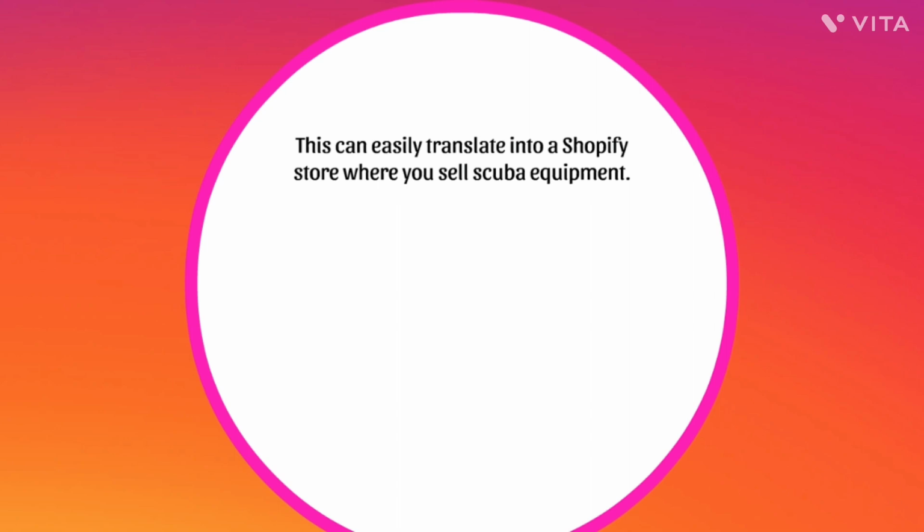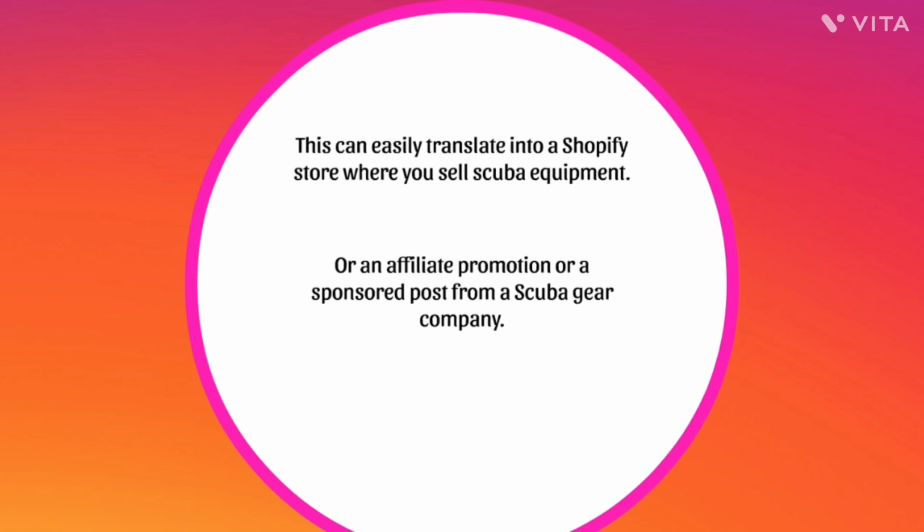You get to indirectly sell things, because at the end of the day, people are going to want what you have. They feel, okay, if I have the same tools or equipment that you have as a scuba diver, or as whatever you're trying to do as a lifestyle brand, they're more likely to buy it, right? So it can be a Shopify store, it can be an affiliate promotion, it can be a sponsor post from a scuba gear company, which we'll talk more about later down the road. But before you can do all of that, you need to have a brand. You need to have the ability to create a lifestyle, right?